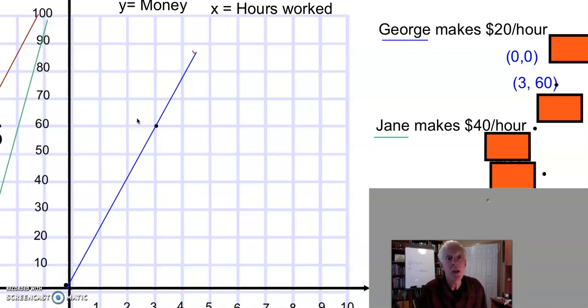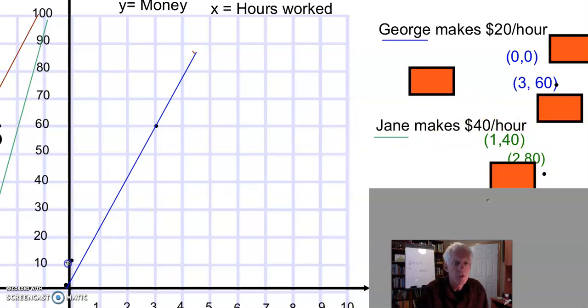His wife, Jane, has a better job. She makes $40 an hour. And so I said, well, what if Jane worked for 1 hour? How much money would she make? And we all knew that answer. It was 40 bucks. So for 1 hour, we can put that on the graph. If she works for 1 hour, she can make $40. Okay? Also, if she works 0 hours, she would make $0.